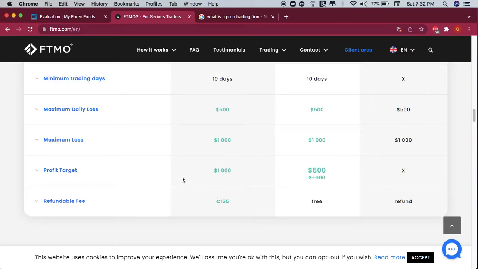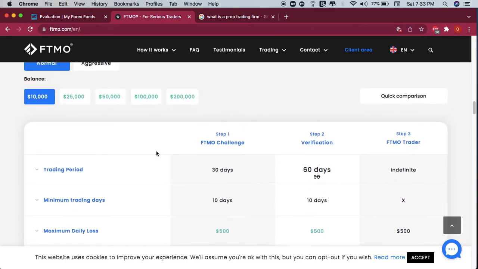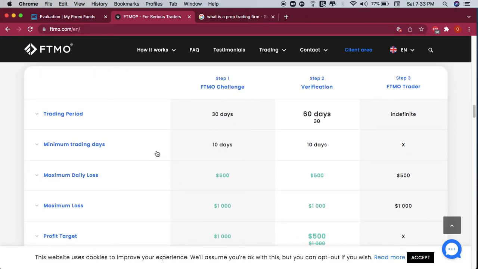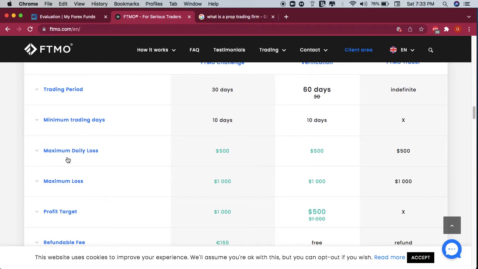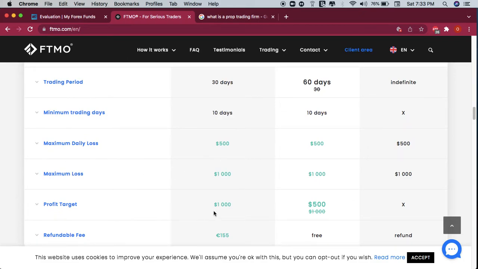Now, the reason you pay for an evaluation is because they need to evaluate you. That's the most important thing. For this evaluation, you will have certain targets that you need to meet in order to get funded. Now, FTMO, their target is very simple. You need to get the account to 10% profit without losing 10% of the account. And you need to do it in 30 days. So this is a trading period, the challenge, the evaluation, and you have the maximum daily loss and the maximum loss here and the profit target. So for example, if you look at the $10,000 account, the profit target, which is 10%, is $1,000. The maximum loss, which is 10%, is also $1,000.